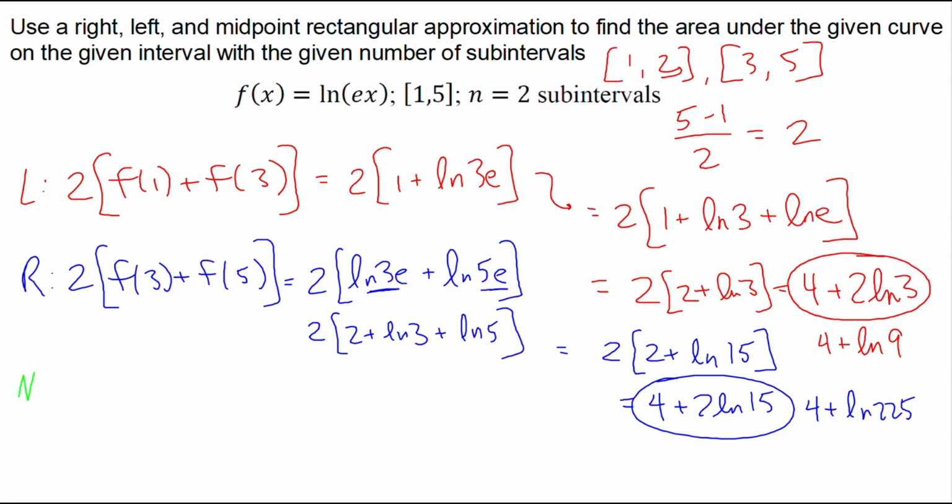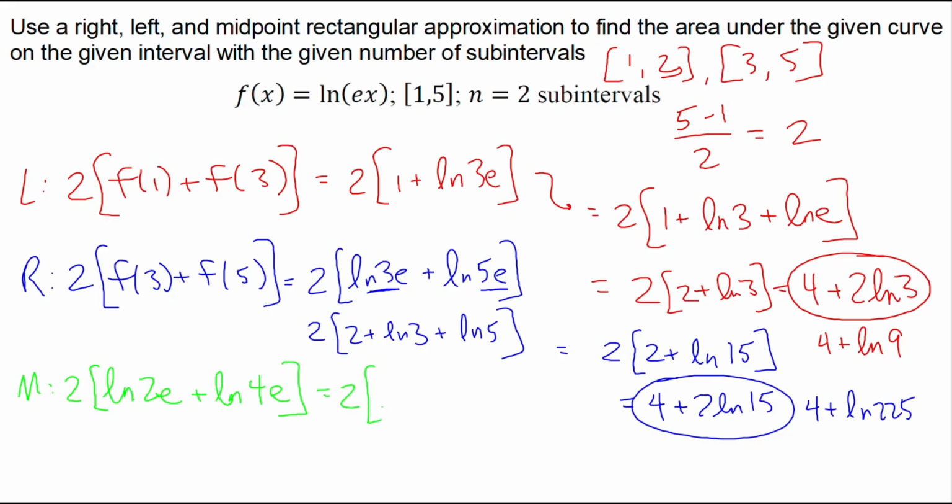And for our midpoint, we're going to have 2. And then the midpoints of 1 and 3 is 2. So it's natural log of 2e. And then natural log of the midpoint of 3 and 5 is 4. So the natural log of 4e. And, well, we'll do a different simplification here for this.